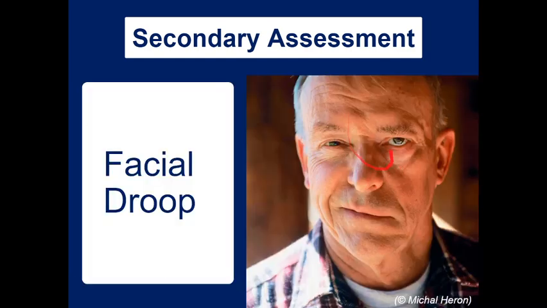Here's an example of a facial droop. I've always had a hard time figuring out what side's the normal one, but it's this side over here. He's trying to smile, and he can't smile over here. He has a flattening of his nasolabial fold. His lower eyelid is drooping, and you can see the bottom part of the sclera. Normally, you can't see that. The top of his forehead isn't wrinkled, so it's kind of a whole side of his face is droopy.